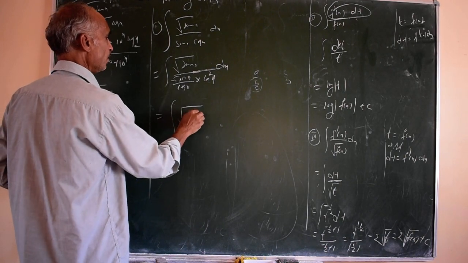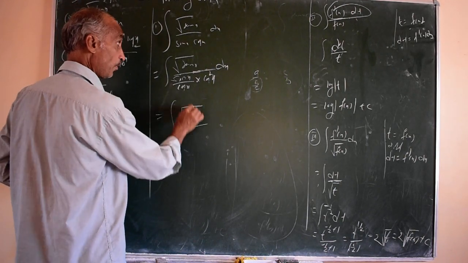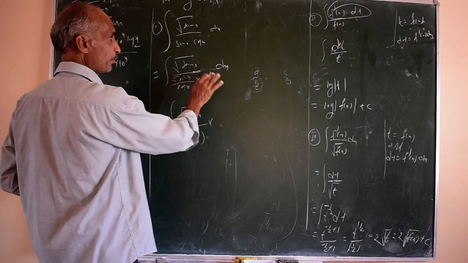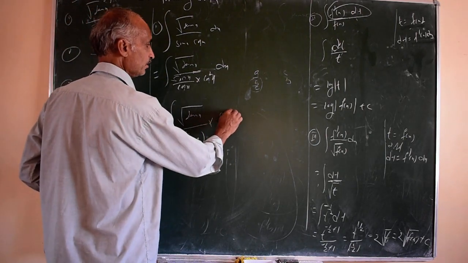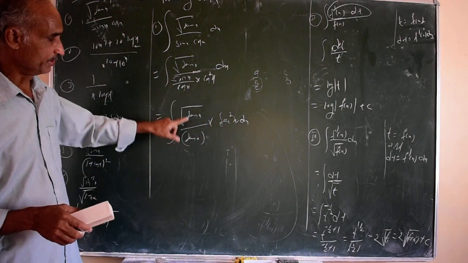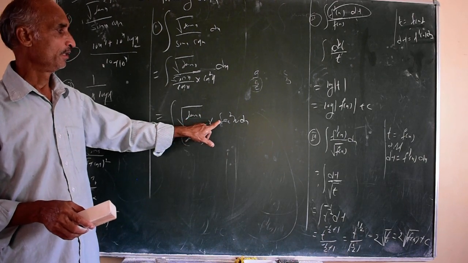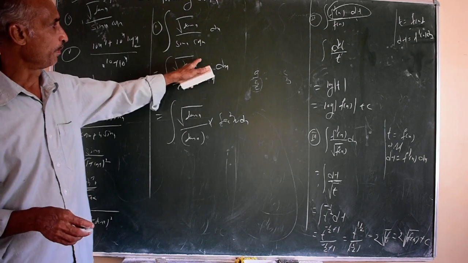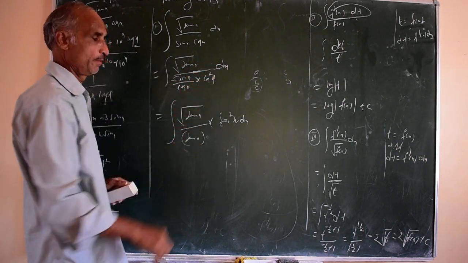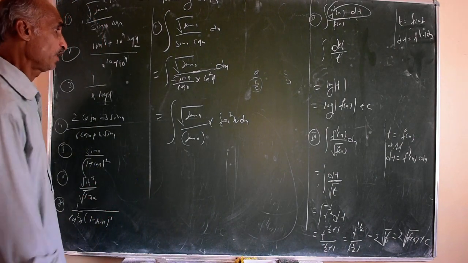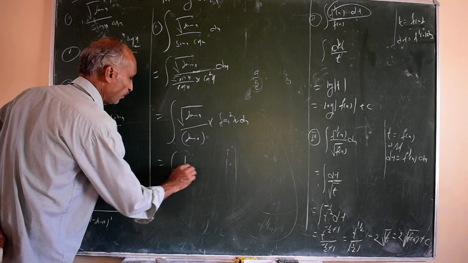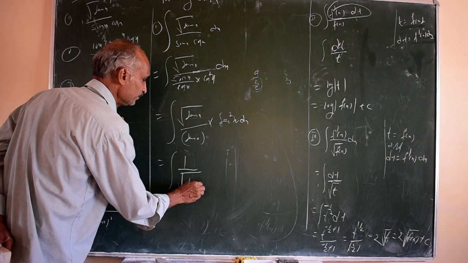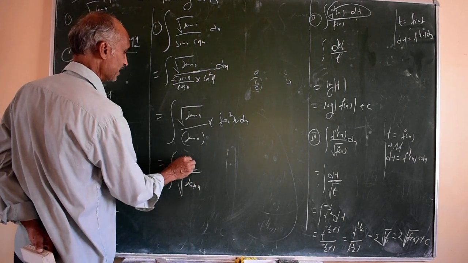Integration of root tan x upon sin x by cos x, which is tan x, into 1 by cos square x, which I take as sec square x dx. Understood? Sin by cos is tan, and 1 by cos square x is sec square x. What is root tan x upon tan x? Basics: it is 1 upon root tan x, with sec square x dx.